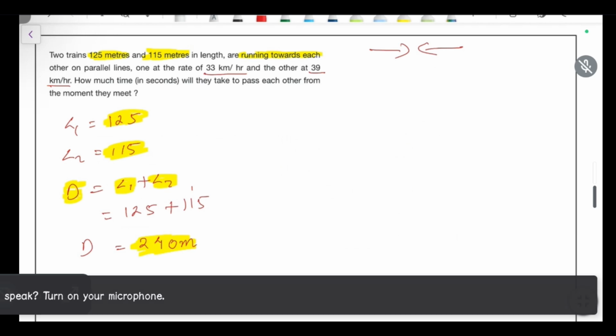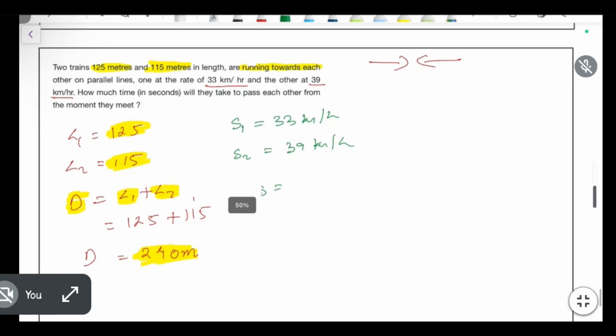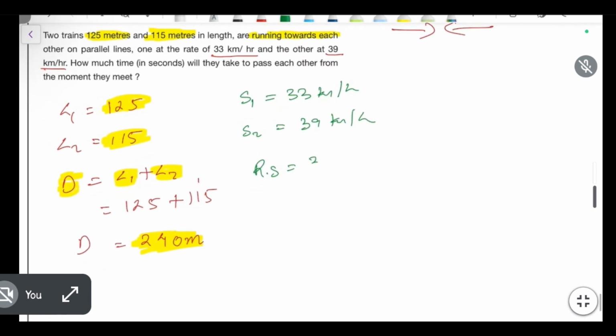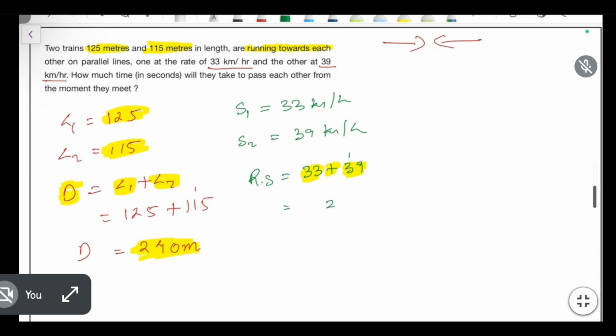So we have a relative speed here. Speed 1 is equal to 33 kilometer per hour, and speed 2 is equal to 39 kilometer per hour. If they are traveling in the opposite direction, the relative speed is speed 1 plus speed 2, right? So 33 plus 39. Why 33 plus 39? Because they are traveling in opposite directions. Now let's find the sum. 3 plus 9 is 12, 3 plus 3 is 6, and 1 more makes 7.